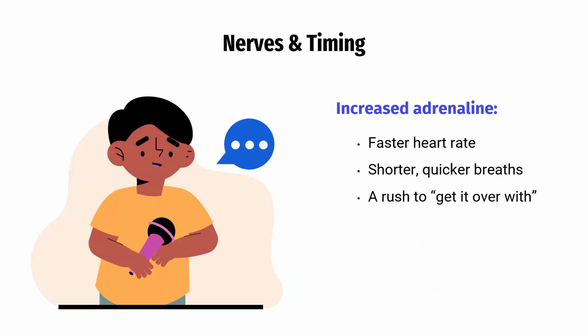When you're nervous, though, your body releases adrenaline, which leads to a few familiar symptoms, like a faster heart rate or shorter and quicker breaths. And most importantly for us today, a tendency to rush just to get through it and get it over with.